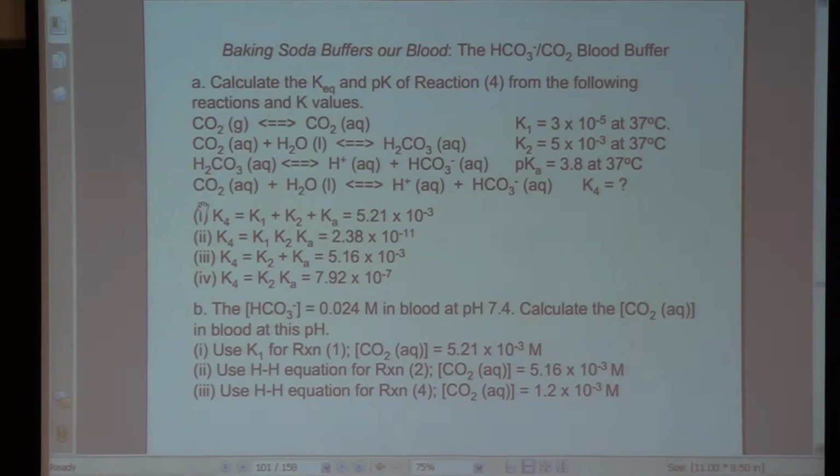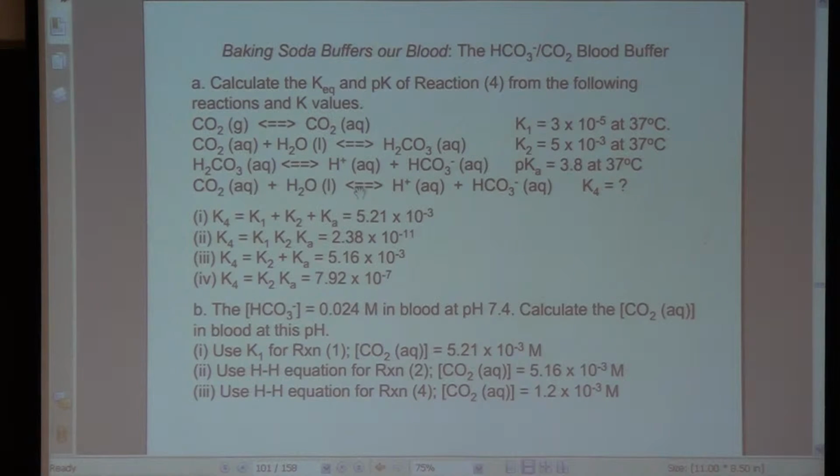Okay, so look at the reactant. We have CO2 aqueous plus H2O liquid. And then the products are H plus aqueous plus HCO3 minus aqueous. Note that in reaction 1, it's CO2 gas going to CO2 aqueous. And then in reaction 2, it's CO2 aqueous plus H2O liquid going to H2CO3 aqueous. And then for reaction 3, it's H2CO3 aqueous going to H plus and HCO3 minus. So to get reaction 4, which reactions are we adding together?